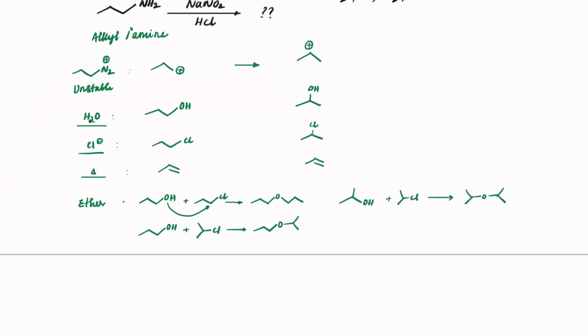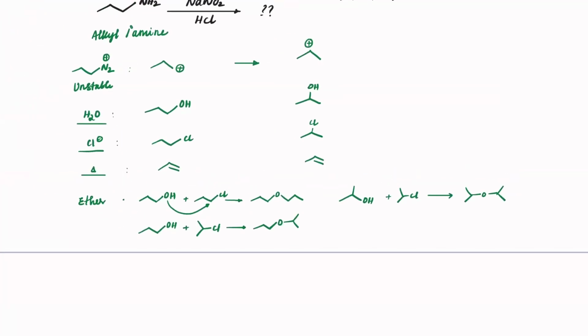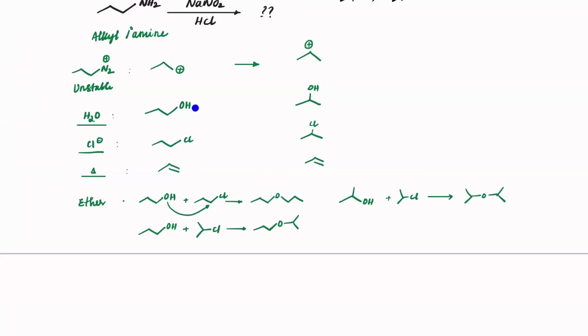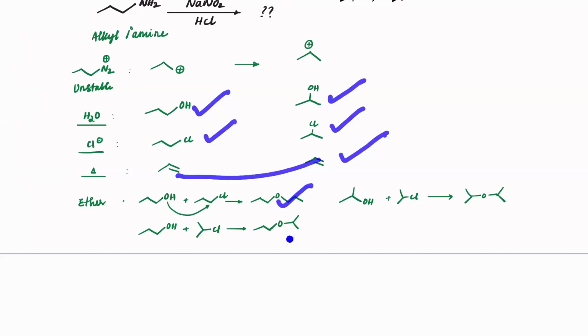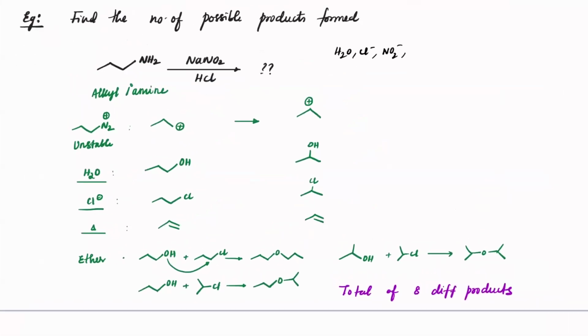So please check how many total products we got here. So 1, 2, 3, 4. These two are the same. So 5, 6, 7, 8. So 8 different products we can get. Remember? So you can see a total of 8 different products can be made. Got it? So this has been a JEE question.